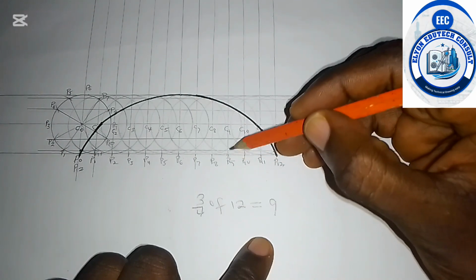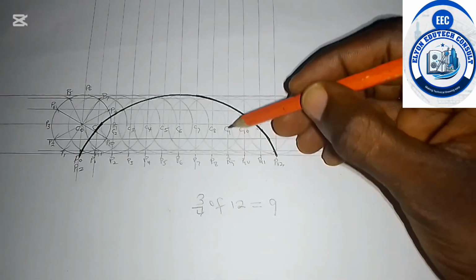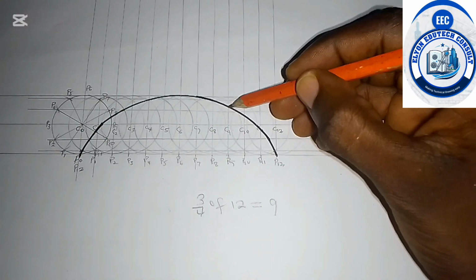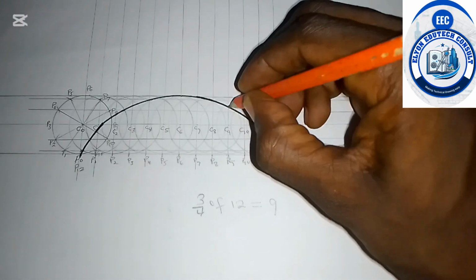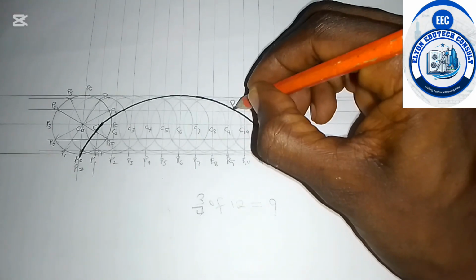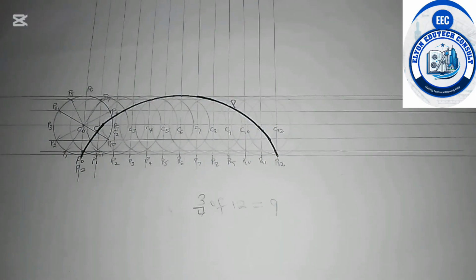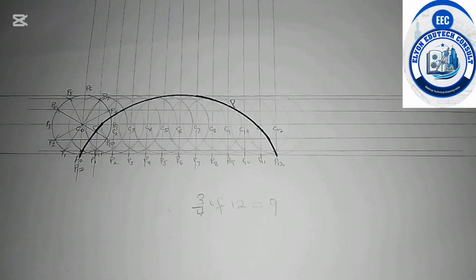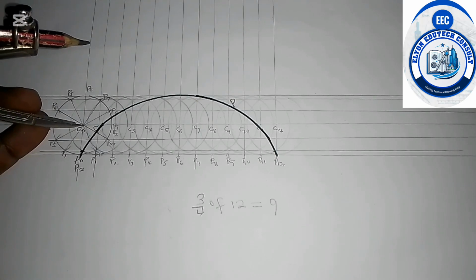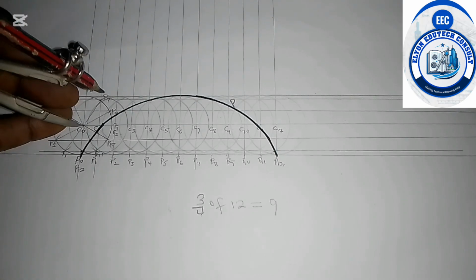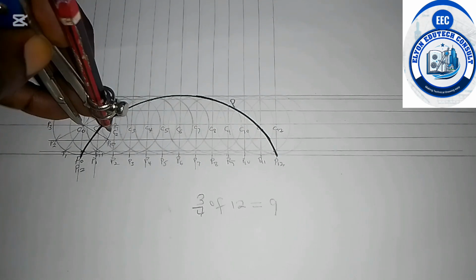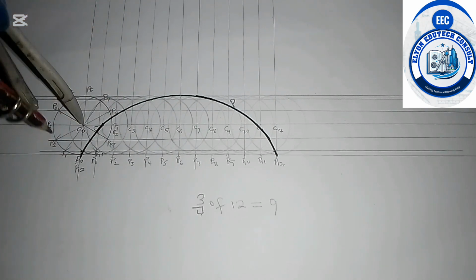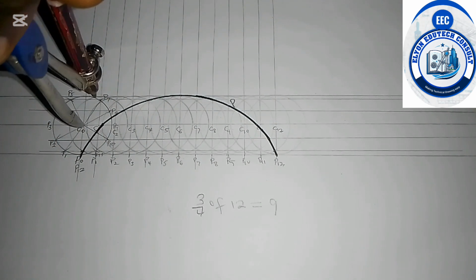So at this 9, I will just trace it up. You can see where it intersects with the curve here. So we can call that point our P. Now I'm going to pick the radius of the disc. Don't forget the disc diameter given to us is 3. So the radius, of course, is going to be 1.5.